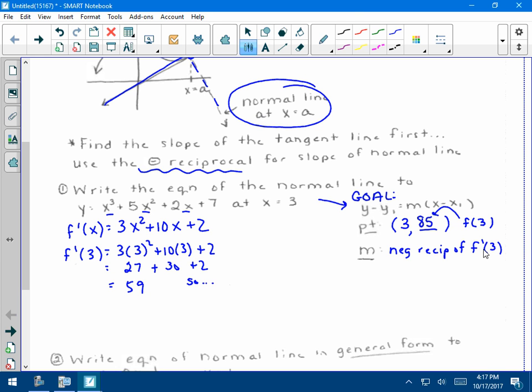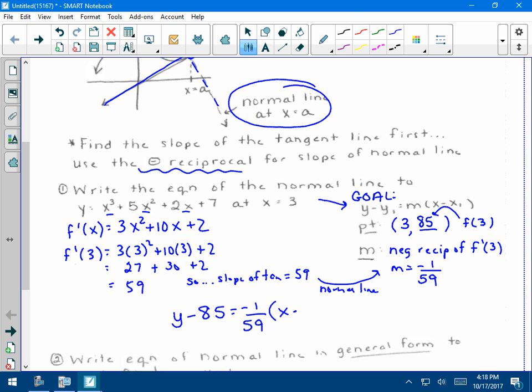So this is the slope of the tangent line. So the slope of the normal line would be what? Negative 1 over 59. It's the negative reciprocal. Okay, so then write your equation. We've got y minus y1, which is 85, equals the slope, negative 1 over 59, times x minus 3. Done.